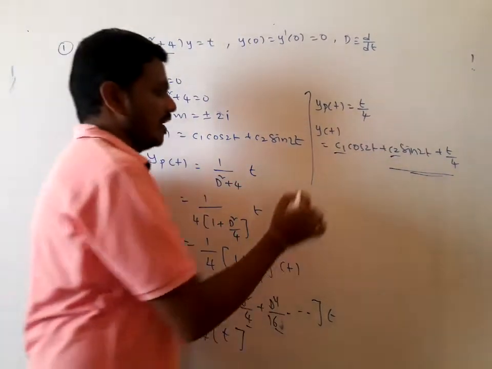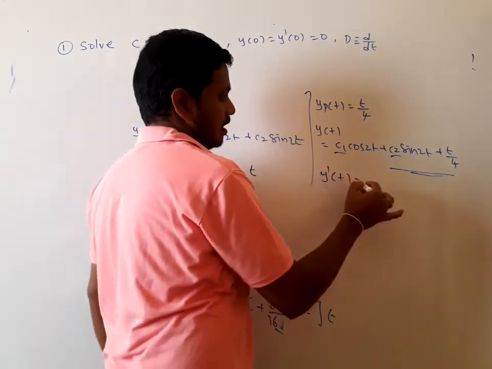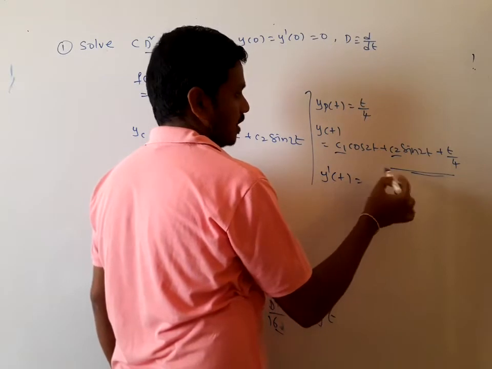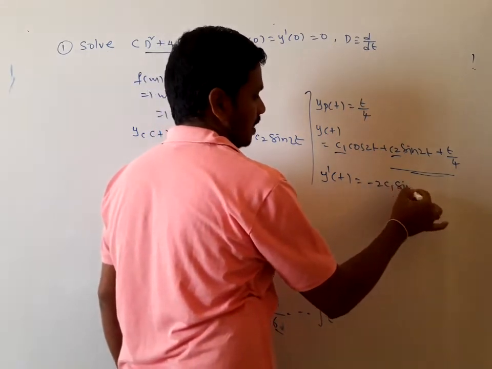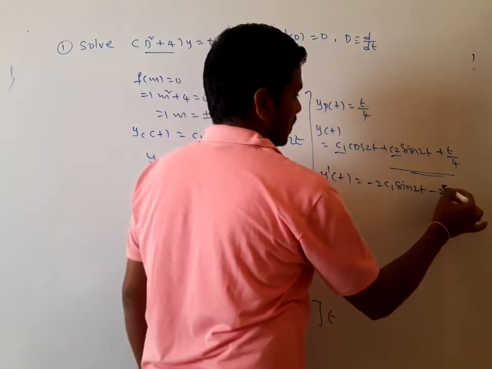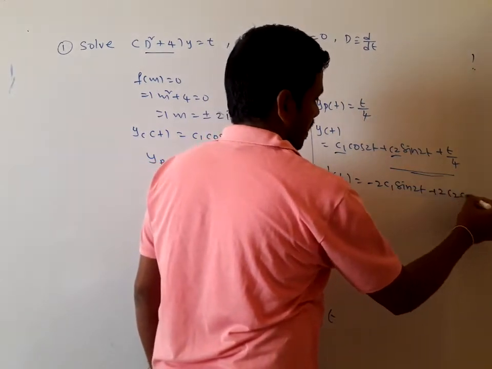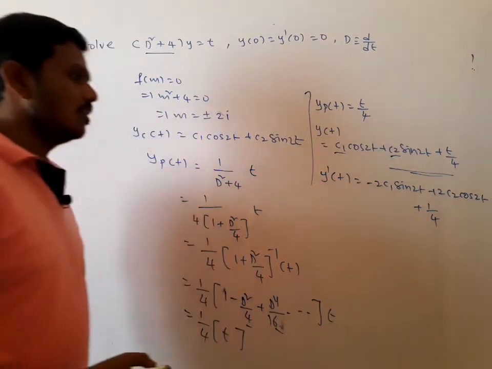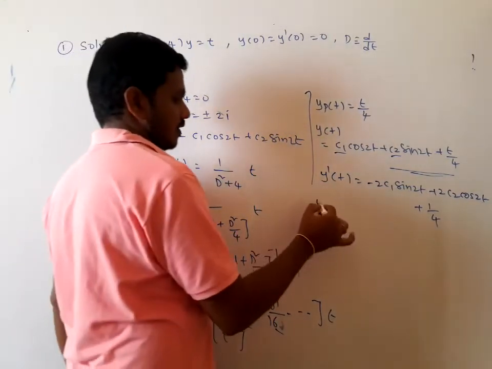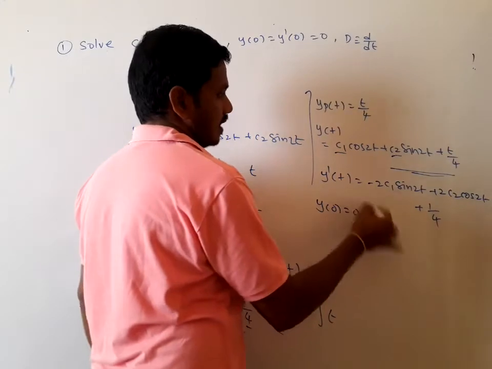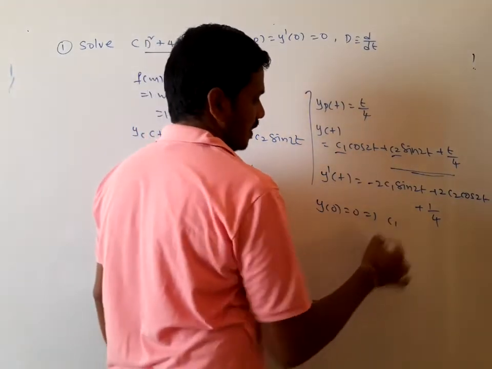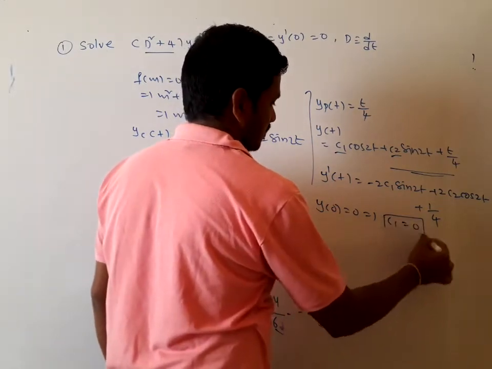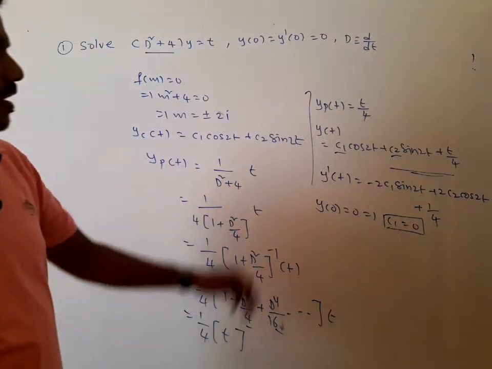For this I am trying to find y dash of t. The derivative of c1 cos 2t is minus 2 c1 sin 2t, plus 2 c2 cos 2t, plus 1 by 4, since the derivative of t is 1, right. Now y of 0 equal to 0 implies c1 into cos 0, which is 1, plus c2 into sin 0, which is 0. So c1 is equal to 0, is it clear?